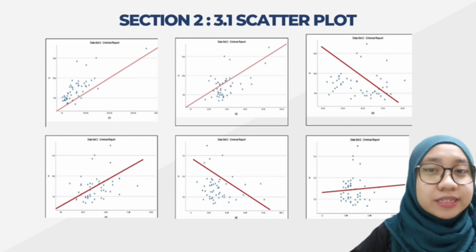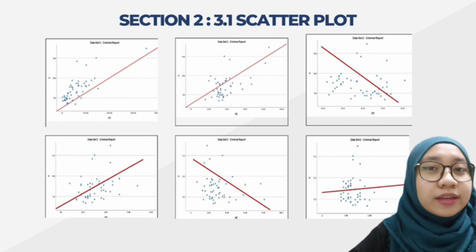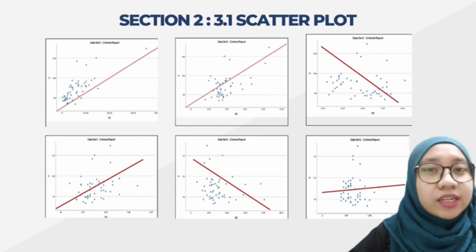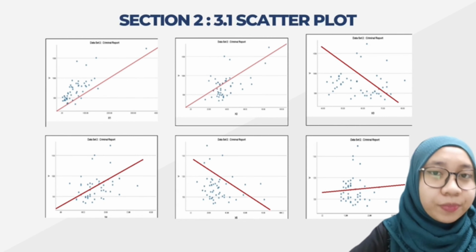As we can see from the slide, for x1, x2, and x4, we've got a positive linear relationship, while for x3, we've got a negative linear relationship. While for x6, as we can see, we've got little linear relationship.